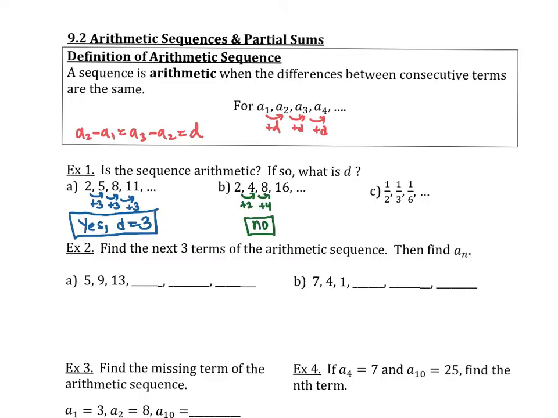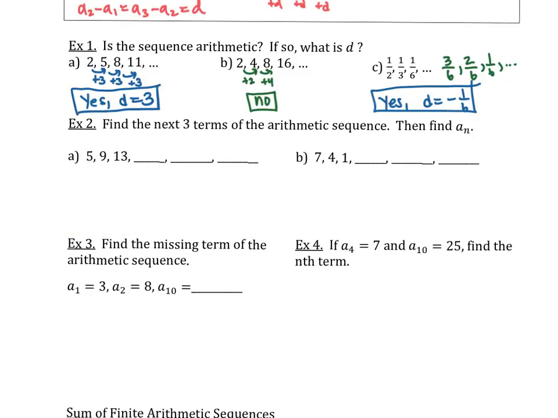Okay, for C, same idea, but it is fractions. So in order to tell what the difference is going to be, I'm actually going to do a common denominator first. So let me rewrite this with a common denominator of 6. So this would make this 3/6, 2/6, 1/6, and it's going to keep going from there. Now that I've rewritten it, it's a little bit easier for me to tell that the numerator is going down by 1. So the difference is negative 1/6, and yes, this is arithmetic. So if it's fractions, sometimes you have to adjust it a little to easily see the difference.